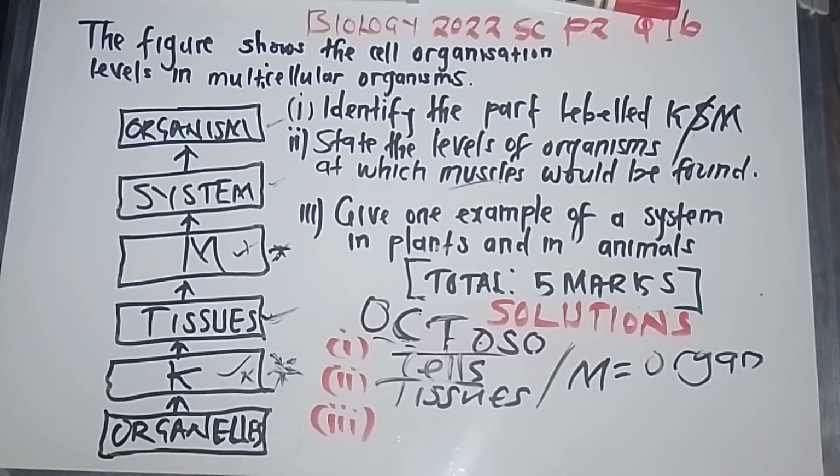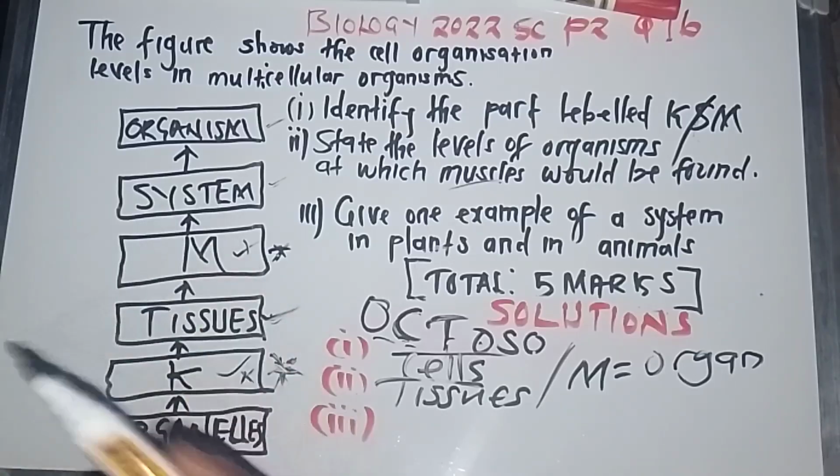So now, question 3, we have been told to give one example of a system in plants and in animals. So this was the simplest question. So when we talk of systems in plants and in animals, as I was saying, a system comes up as a result of the combination of different organs.